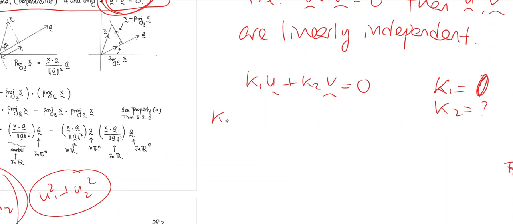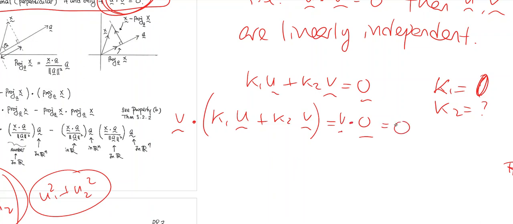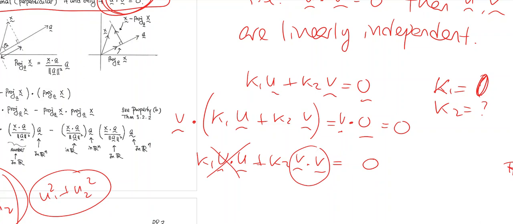So let's do that again. k1 u, these are vectors, k2 v, these are vectors, and this is the zero vector. Now you take the dot product with v. Here, this is the number 0. You distribute, you have k1 v dot u plus k2 v dot v, and then you get the number 0. Again, v dot u is 0 because we assume those vectors are orthogonal. And v dot v is a non-zero number, so you again get k2 has to be 0.